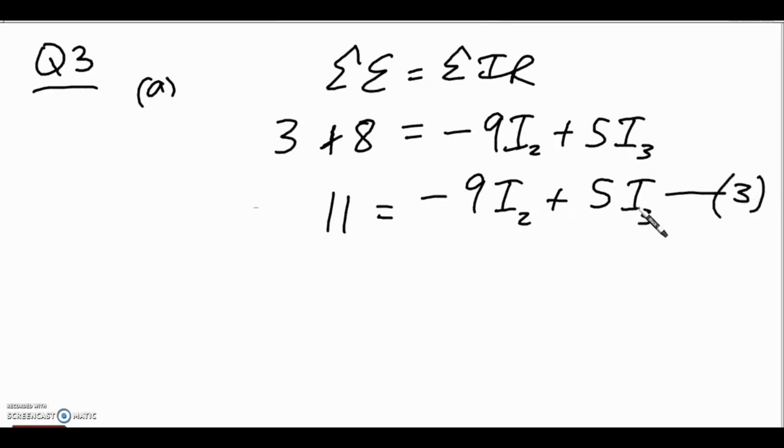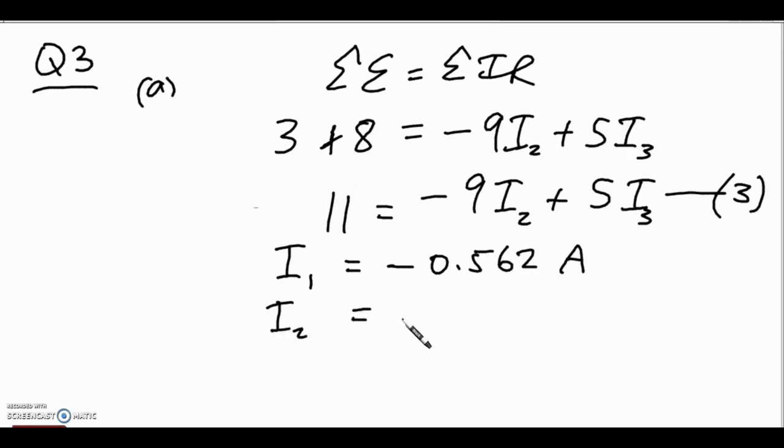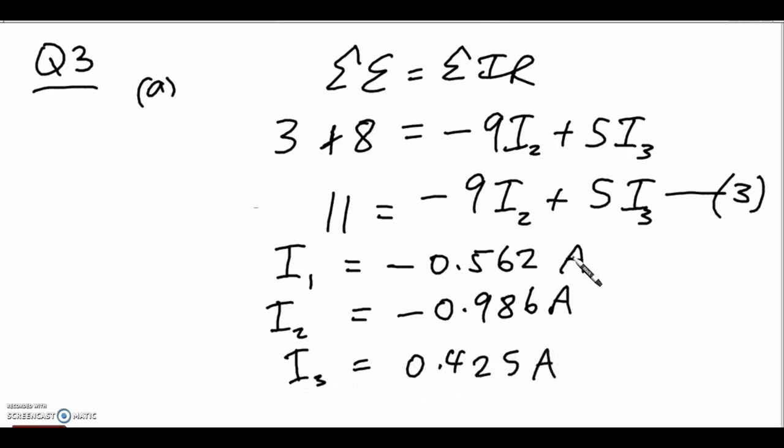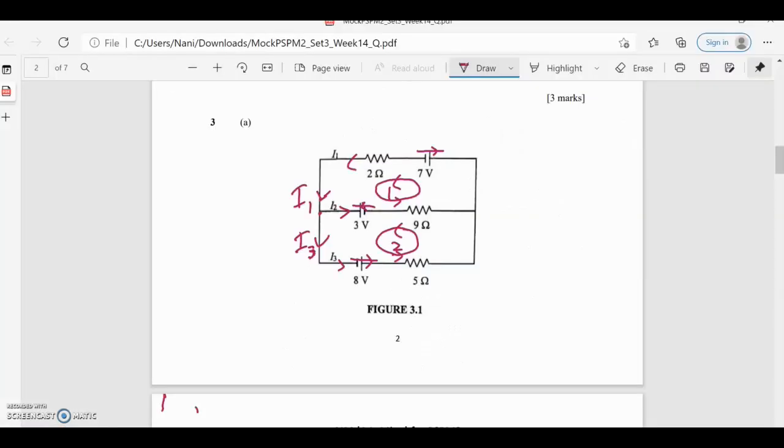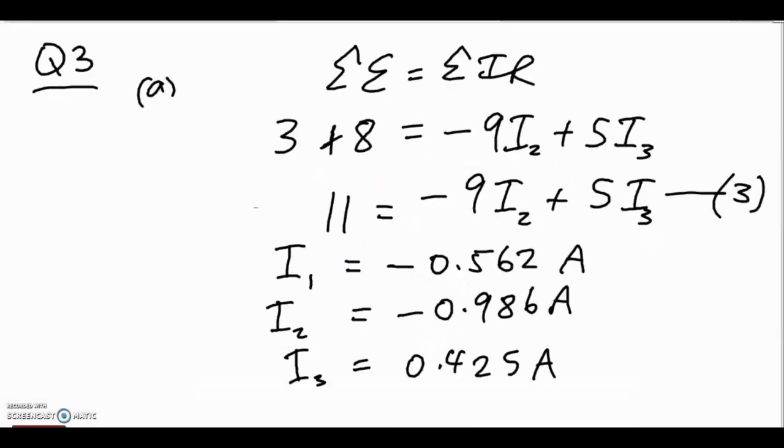And then from the three equations that we have written down, we solve to get I1 equals negative 0.562 ampere, I2 will be negative 0.986 ampere, and I3 would be 0.425 ampere. Okay, so since we got I1 and I2 as negative values, that means the direction that we have assumed is actually opposite. So no worries about that.